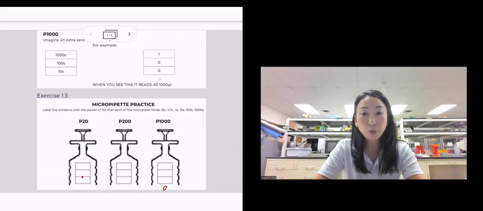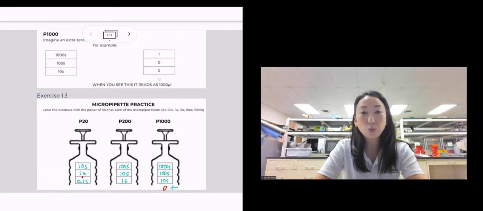If you have finished exercise 1.3, let's check your answer. So with P20, the decimal is between the second and the third digit. This means after the decimal, it will be 0.1 and before will be ones and then tens. For P200, what you see is what you get. So reading top to bottom will be hundreds, tens, and ones. For P1000, remember, you're going to imagine that extra 0 at the end, which means from the top will be actually thousands, then hundreds, then tens, then ones.